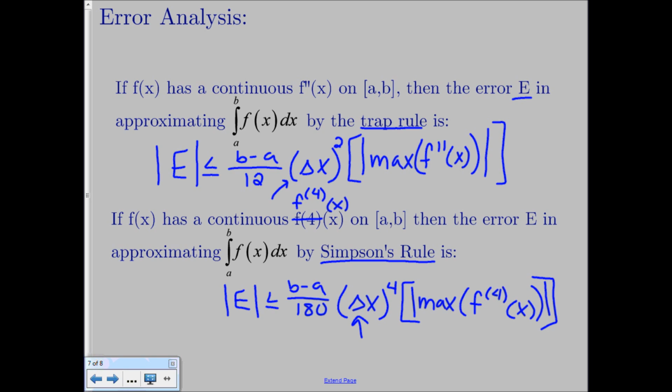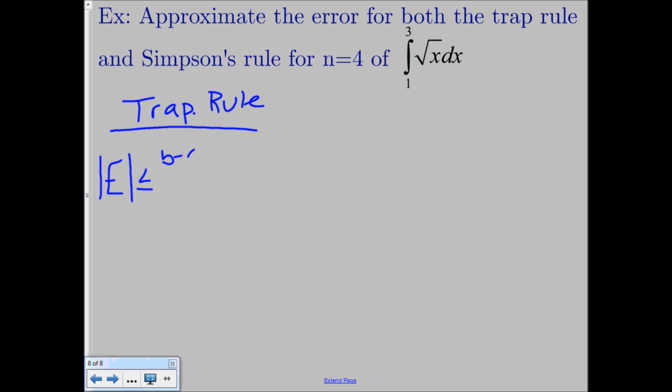So now let's do an example and see how this works. So we're going to do the error analysis for both the trapezoidal rule and Simpson's rule for the problems that we've already done. So n equaling 4 for the definite integral of 1 to 3 of the square root of x. So let's do the trap rule formula first. So using the formulas that we just talked about, we know that E is less than or equal to b minus a over 12 times delta x squared times the absolute value of the maximum of the second derivative of x.